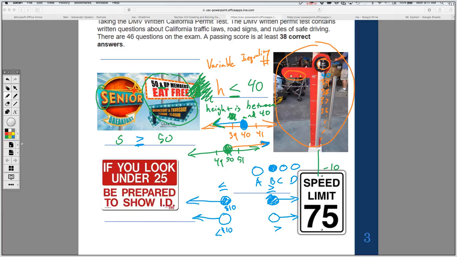Okay. Anyone copying this? I'm going to erase it so I can go to the next ones. Okay.